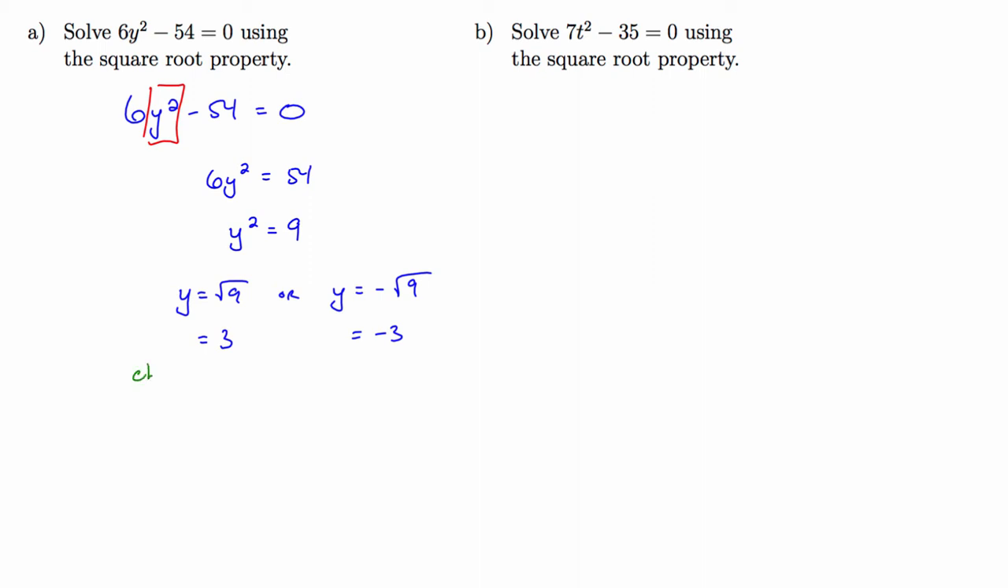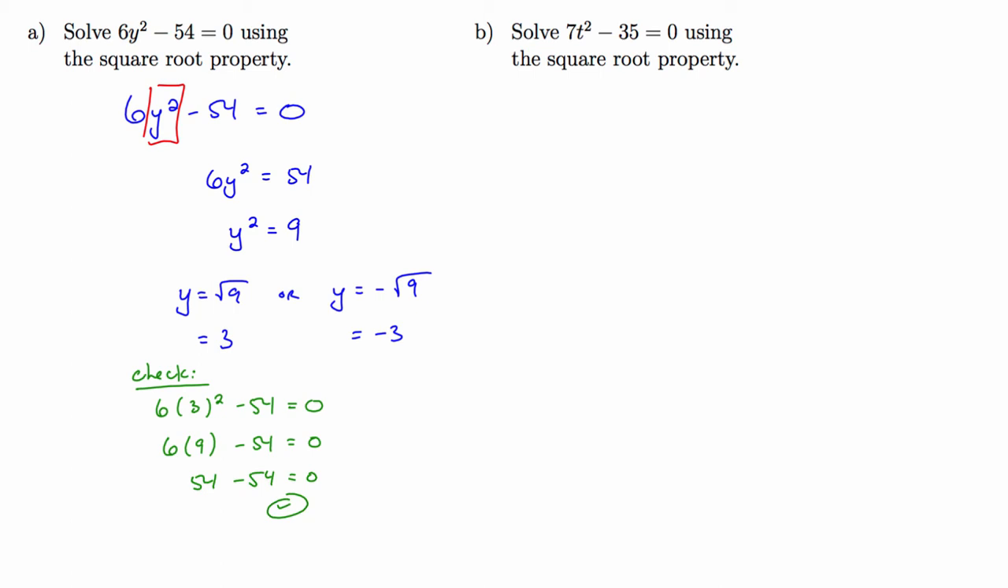So we can check our work. To check if 3 is actually a solution, I'll throw 3 back in for the y in the original equation. So the question is, does 6 times the quantity 3 squared, then minus 54, actually equal 0? Order of operations: I have to deal with the square first. 3 squared is 9. Then I need to deal with the multiplication. 6 times 9 is 54. And we do know that 54 minus 54 does equal 0, so this does check out.